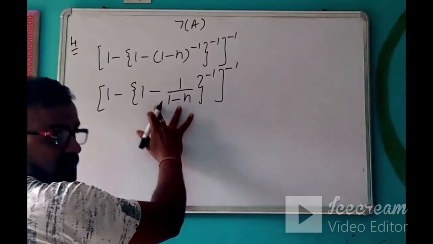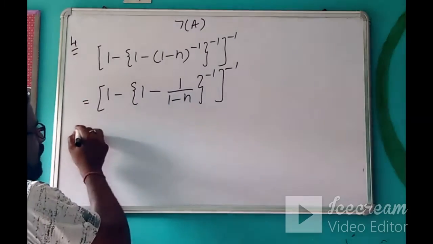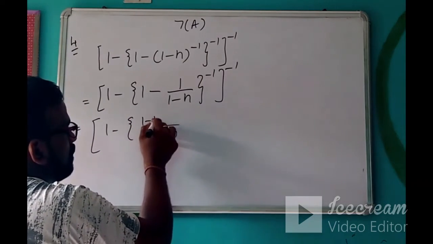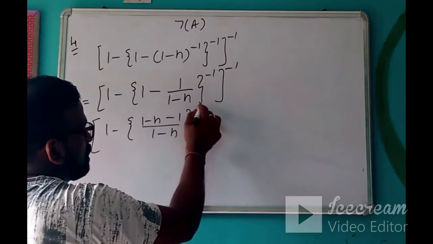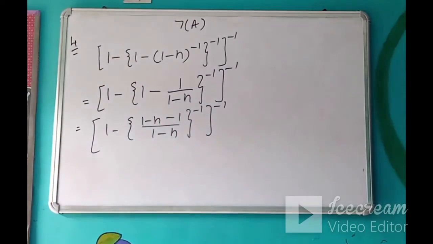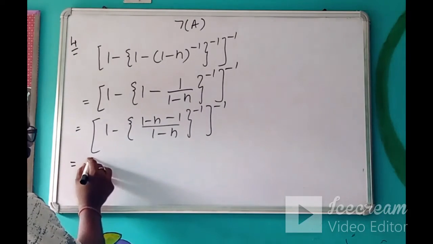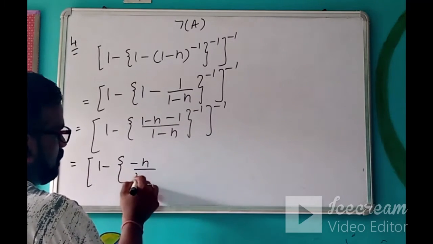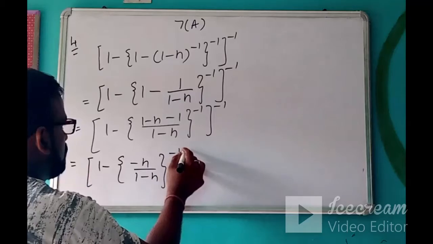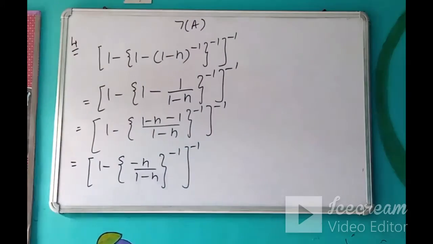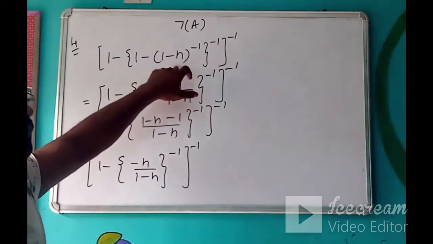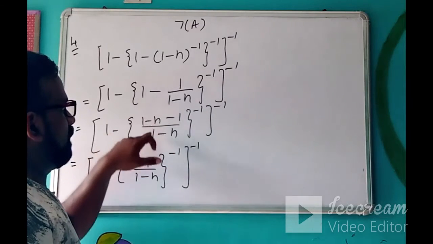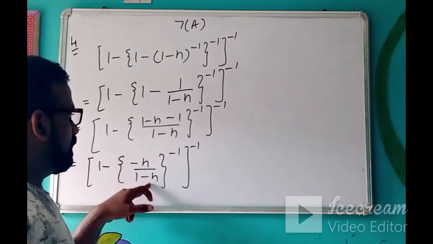Now we will simplify this bracket. How? As usual that you know, 1 minus n will be the LCM. 1 minus n minus 1. So what you will get? You will get something like this: 1 minus 1 and 1 cancel, minus n upon. Okay, so first we have solved this bracket, taken the reciprocal, then we have taken the LCM and we solve this. So finally we get minus n upon 1 minus n.